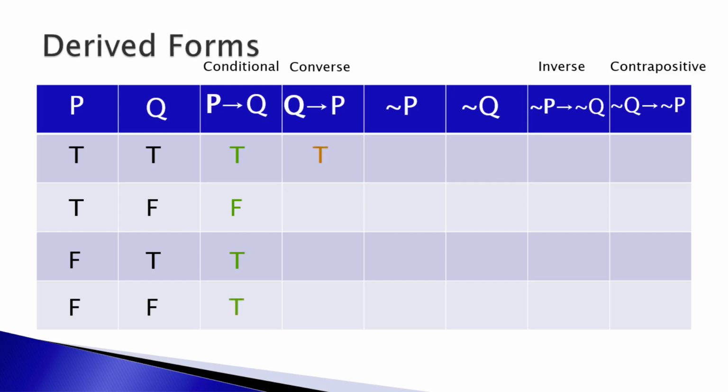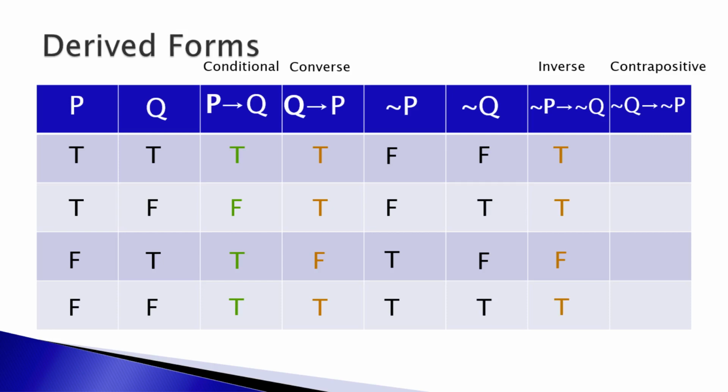The truth values for Q implies P. That's true implies true is true. False implies true is true. True implies false is false. And false implies false is true. And now we just negate those P values for our not P. And negate the truth values for Q for not Q. And now, to show the inverse, false implies false is true. False implies true is true. True implies false, that's false. True implies true is true. And now let's look at the truth values for our contrapositive.